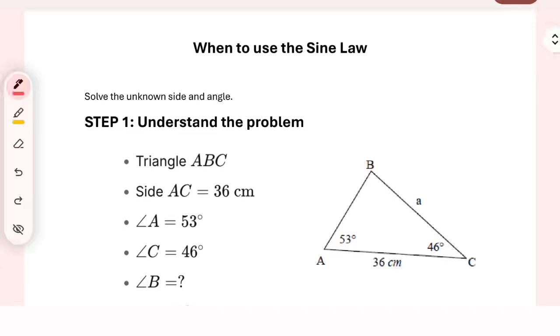Help me solve this problem involving the sine law. All right, so we already posted a lot of problems about cosine law. So here we will discuss how to solve problems using the sine law.